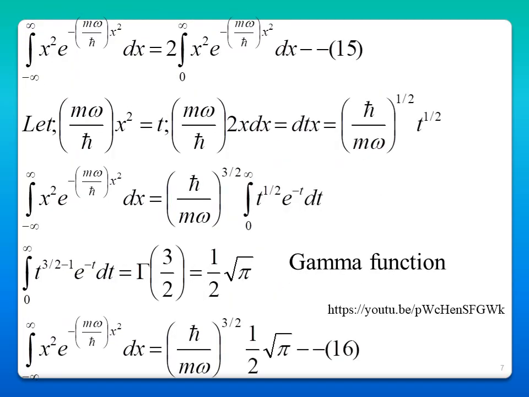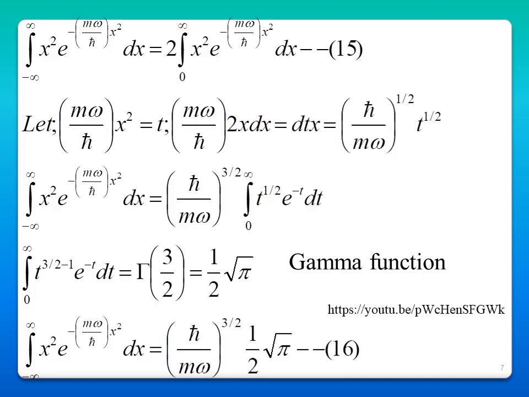And now we have to find the integral. So here it is an even function, so we can write it is 2 into integral from 0 to infinity x squared e power minus m omega by h cross x squared dx. And also here now you let m omega by h cross x squared as t, so it is m omega by h cross 2x dx is equal to dt. So x is equal to h cross by m omega whole power half t power half.